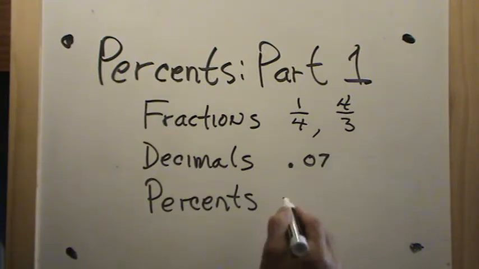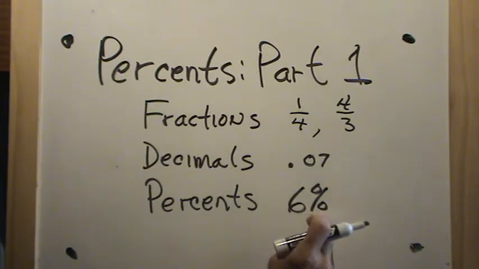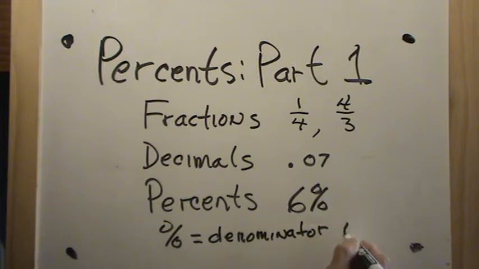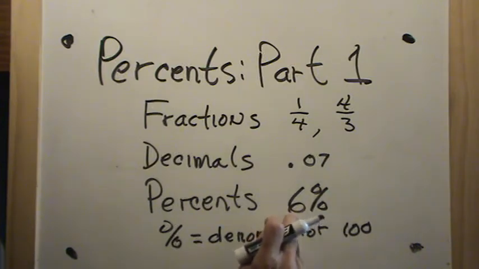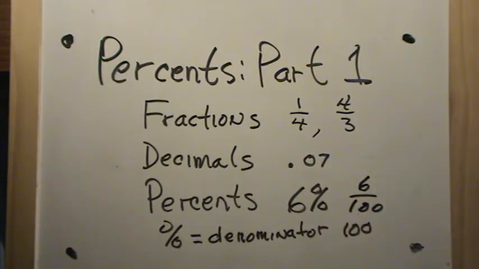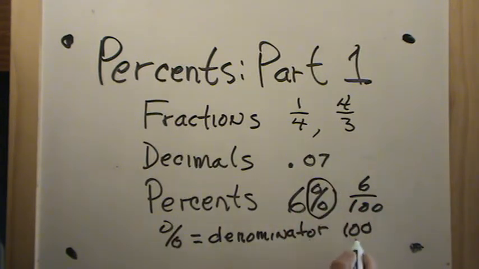Well, percents are fractions also. And the thing about percents is 6%, this percent sign literally means denominator 100. So 6% is really 6/100ths. This symbol means denominator 100.